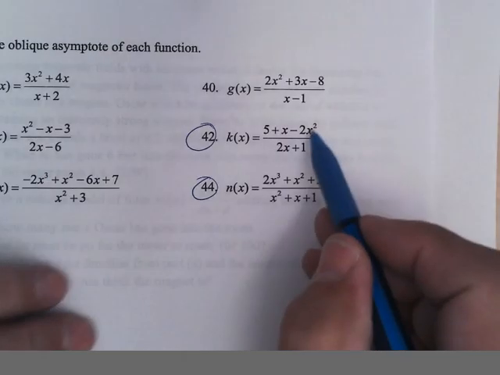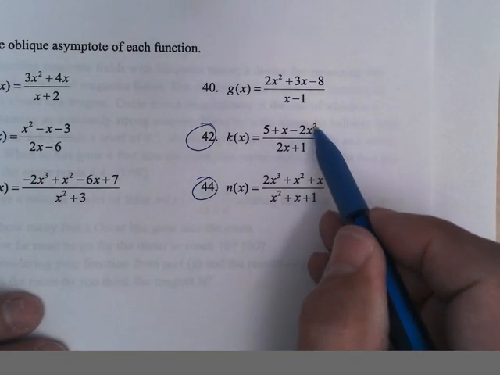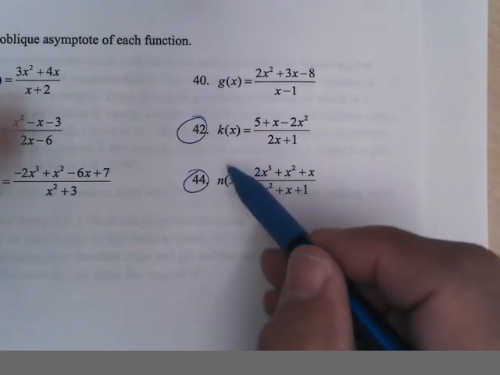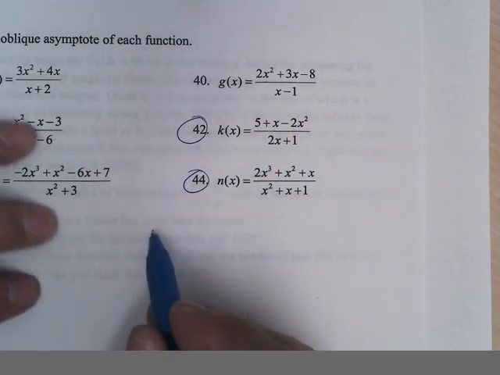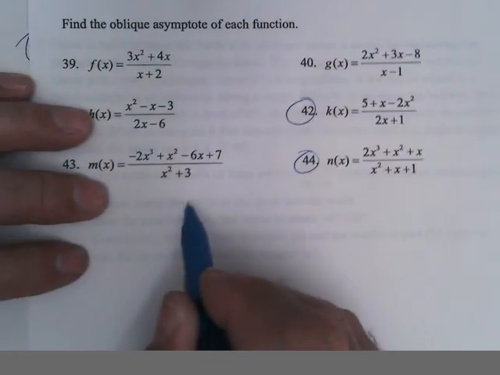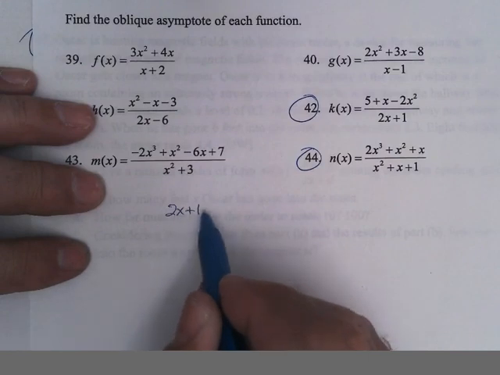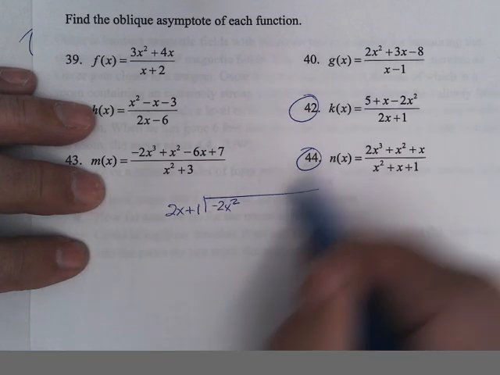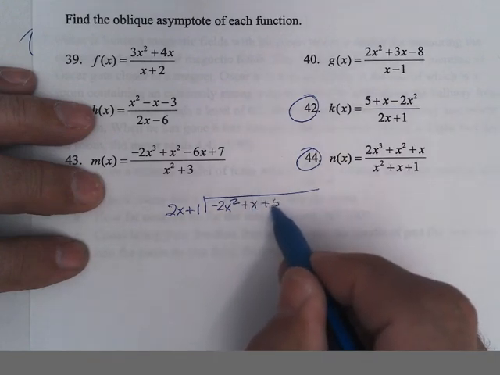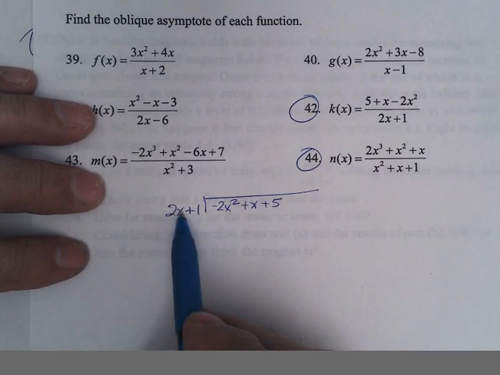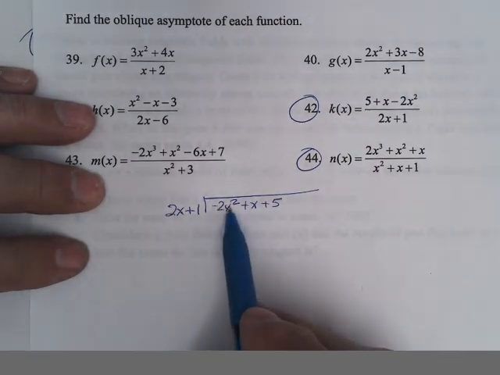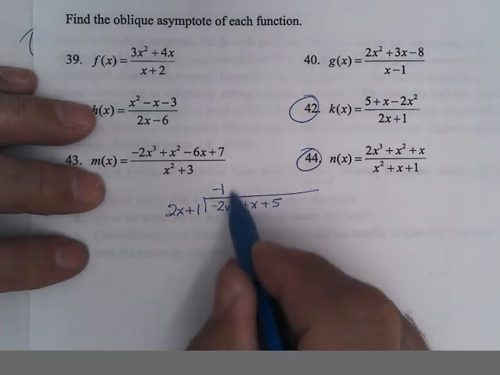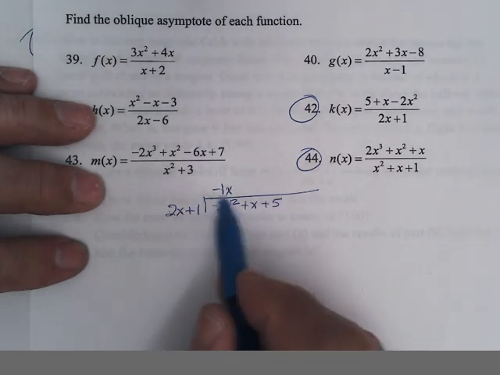Okay, the degree of the numerator is 2, the degree of the denominator is 1, so this has an oblique asymptote, and they want us to find it. So we divide the denominator into the numerator. So I'd go 2x plus 1 divided into, put these in order, minus 2x squared plus x plus 5. 2x times a negative x, or negative 1, 2 times negative 1 makes negative 2, and x times another x would be x squared, so I'm going to start with negative x.